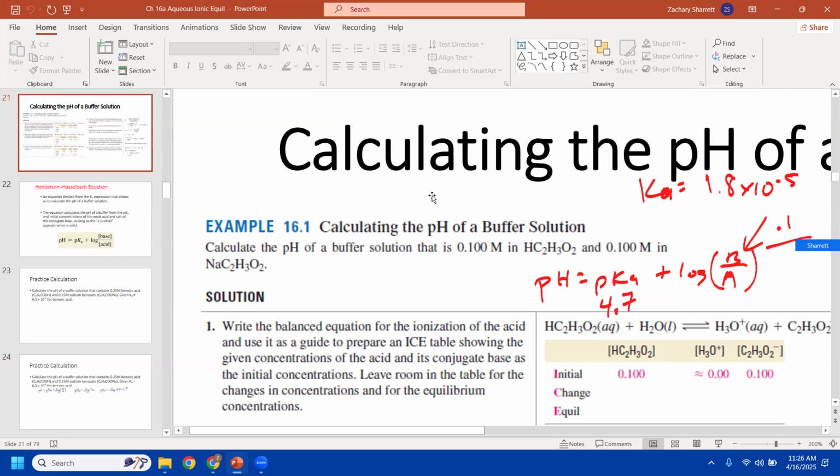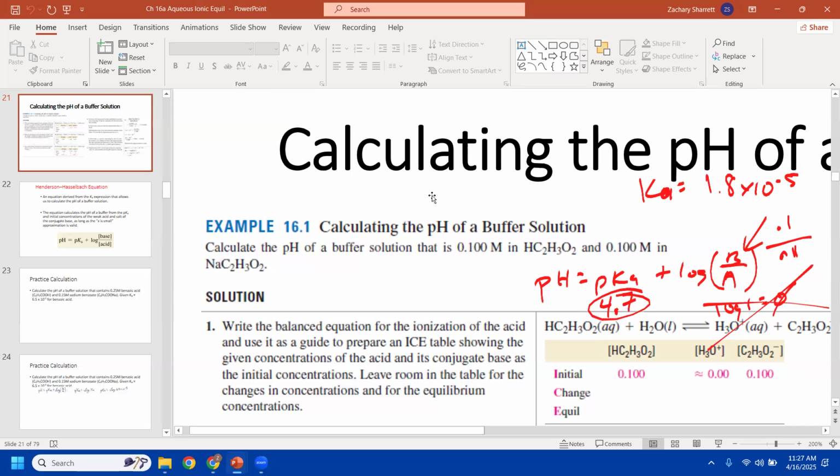0.1. And what is the concentration of acid in this case? Also 0.1. What is 0.1 divided by 0.1? What is the log of 1? The log of 1 is 0. So remember how I said when we have a little bit more base than acid, it raises the pH? When we have a little bit more acid than base, it drops the pH. When we have equal acid and base, they cancel. Therefore, the pH equals the pKa.